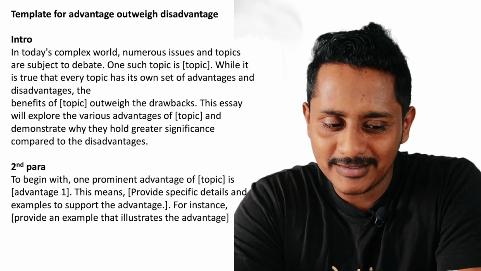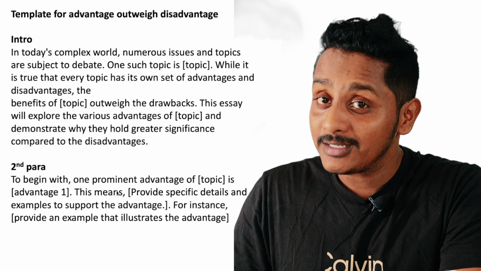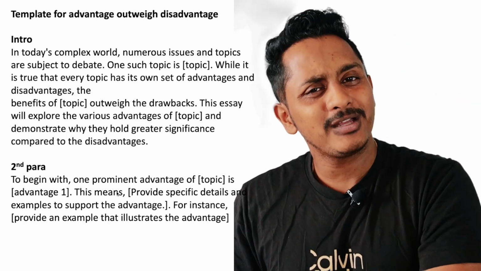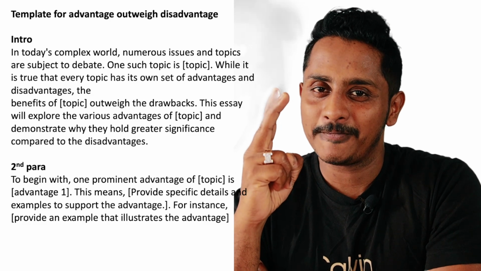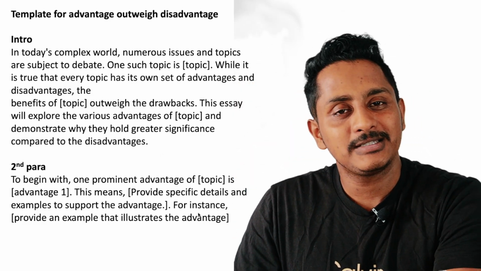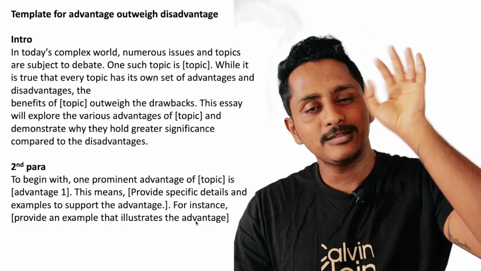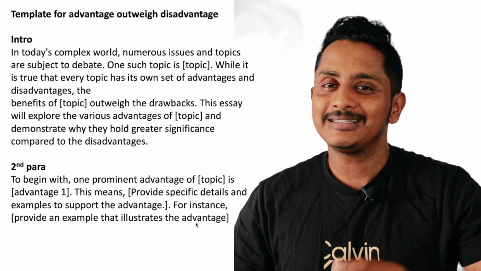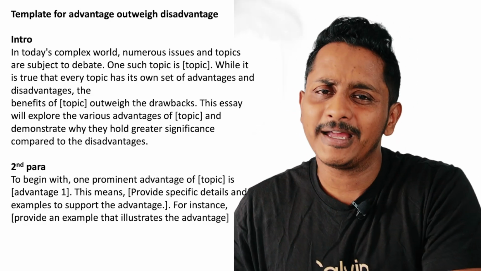Second para: to begin with, one prominent advantage is. This means the second line is going to be a supporting idea. Supporting idea, you're gonna talk in 1 or 2 sentences. Make it as lengthy as possible, and then for instance, minimum gonna be 3 sentences. 2 or 3 or 4 sentences, write as much as possible. Instance is where you have to explain a scenario. Usually I suggest people don't do it in 1 line.